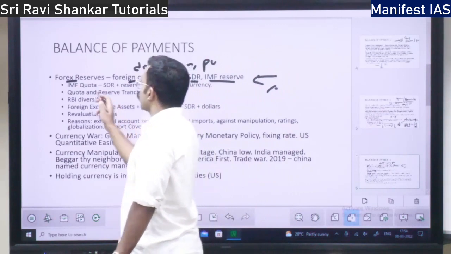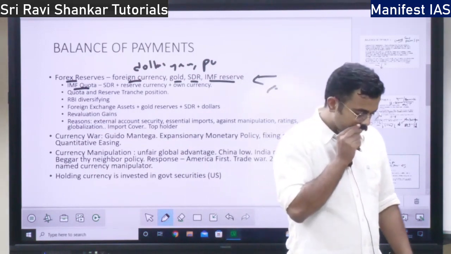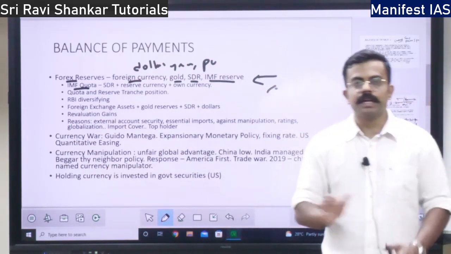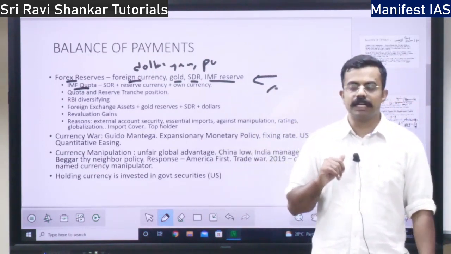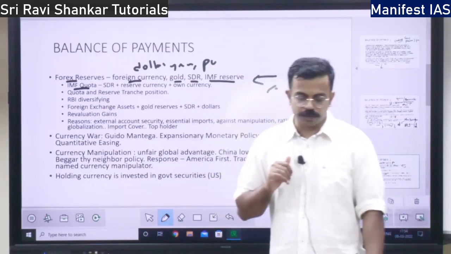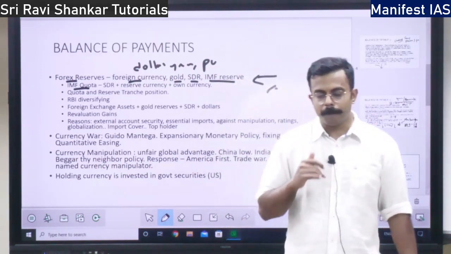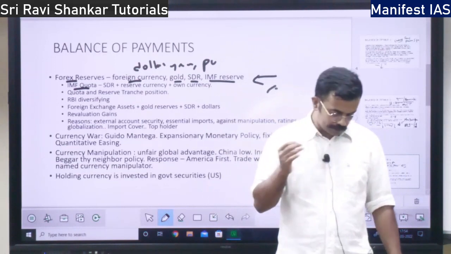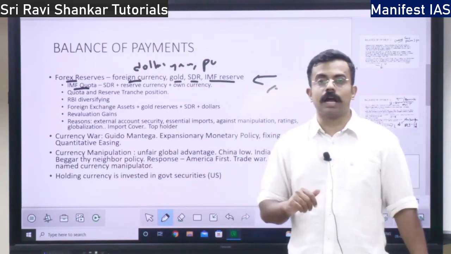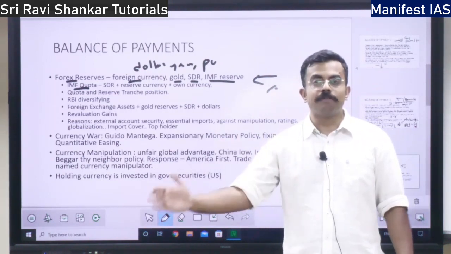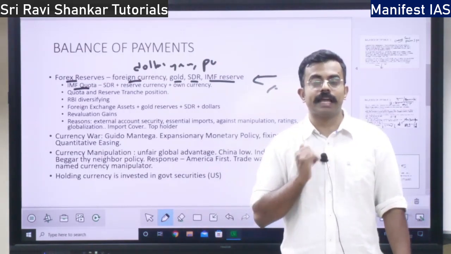Then you have the IMF quota. What is IMF quota? See, some country becomes a member of the IMF, International Monetary Fund, a Bretton Woods institution. Which are the two Bretton Woods institutions? World Bank and IMF. So when a country becomes a member of the IMF, that country will be allotted a quota. Quota means they have to give some money to the IMF.